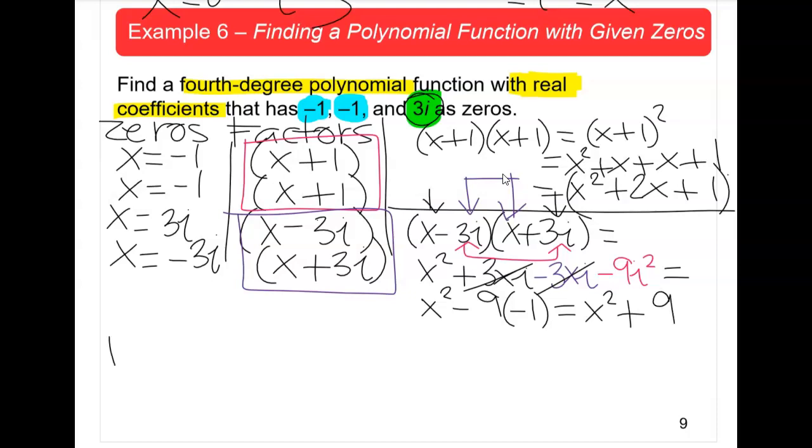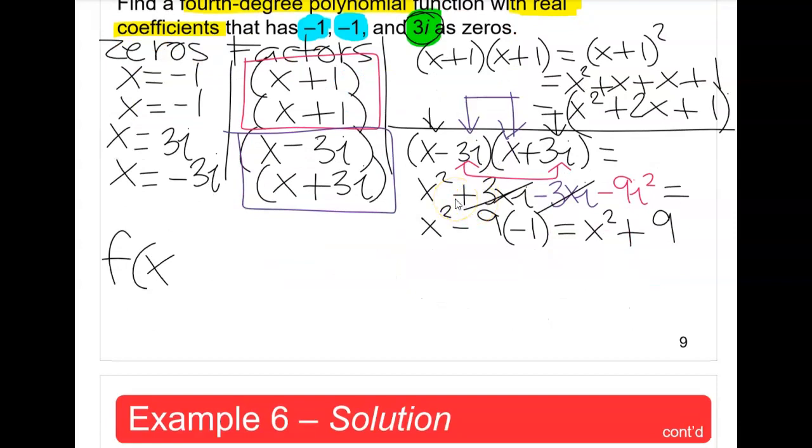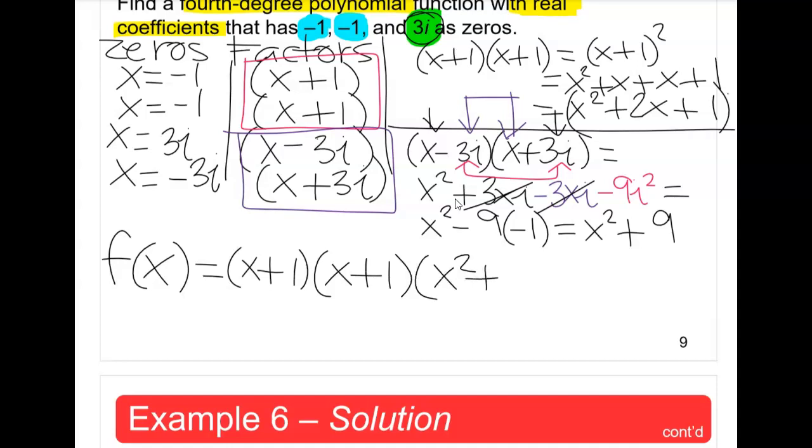So let's say that WebAssign wants the fourth degree polynomial. If they are okay with you writing your answer and leaving it in factor form, then it will be completely acceptable to write it this way. Or even this way.